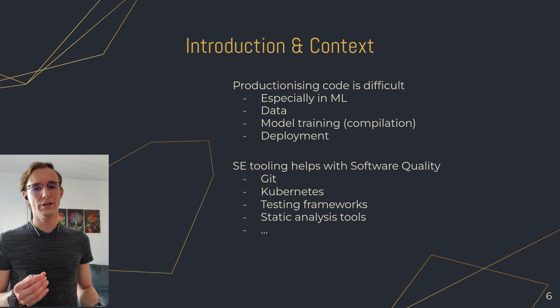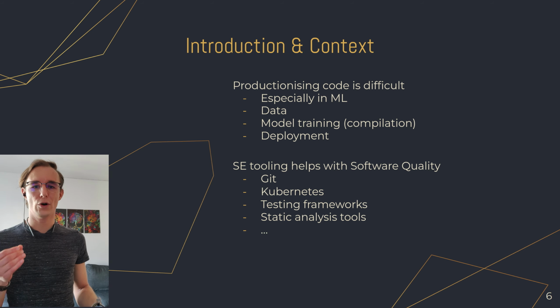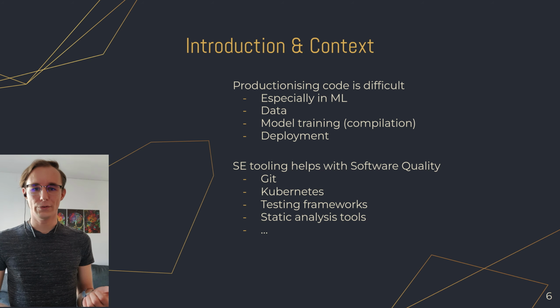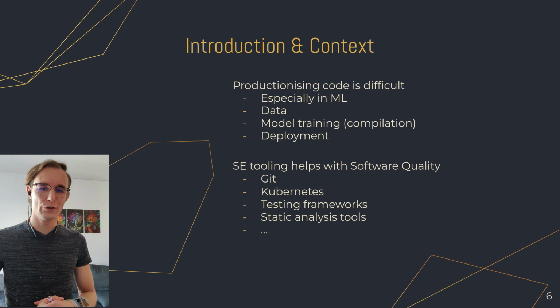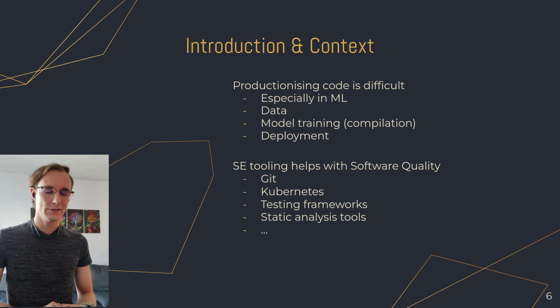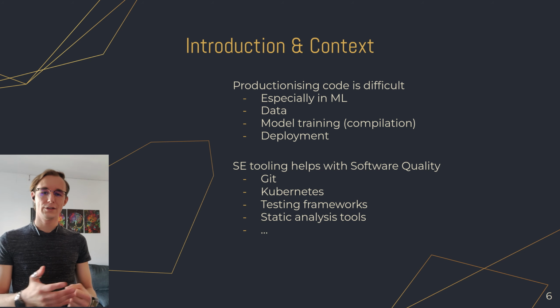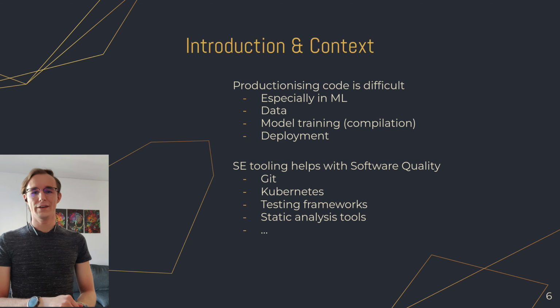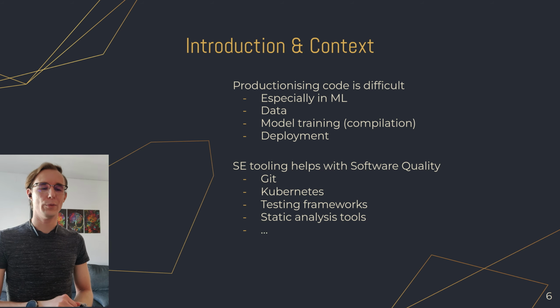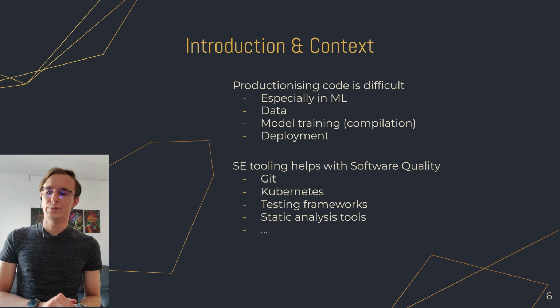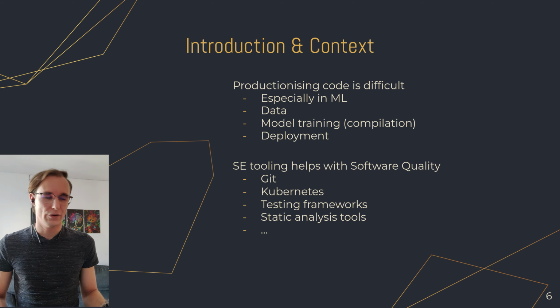But in traditional software engineering, we've seen the implementation of a host of different tools to help with software quality. Everything from Git to help with the version controlling of the code, Kubernetes for the deployment of compiled versions of the code, testing frameworks for testing, and static analysis tools for helping to find bugs earlier and helping to improve software quality attributes such as the reliability, maintainability, and reproducibility of the software. And the list goes on and on and on, obviously.